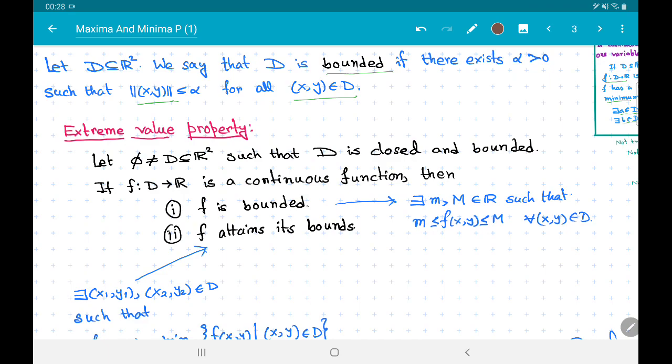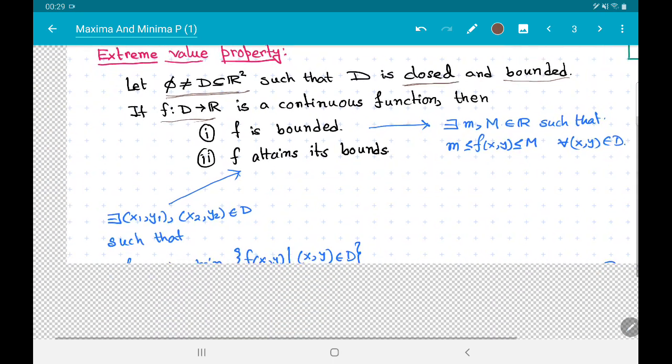So then what is the extreme value property in this case? Suppose that we have a non-empty subset D of R2, and suppose that D is closed and bounded. So just like in the case of one variable calculus, we have a subset D which is closed and bounded, and f is a continuous real valued function on D. Then our first claim is that f is bounded, and not only that, f attains its bounds.